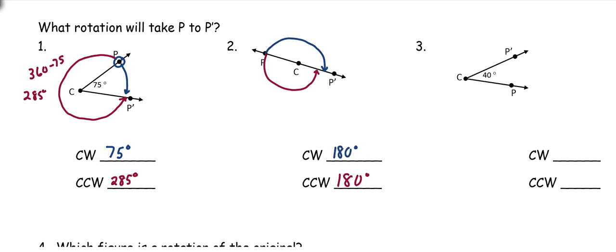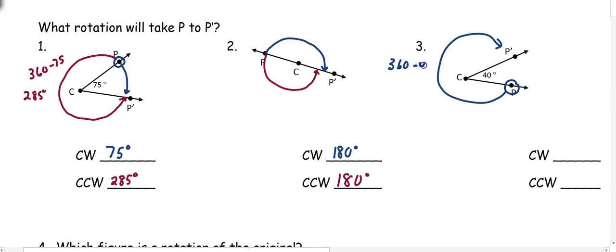Number three, to move clockwise and counterclockwise. If we're moving clockwise, we have to go outside the angle this time since P was the second point. So remember that a circle is 360 minus 40, which means we're moving 320 degrees. If we're going counterclockwise, we're staying inside the angle, so we'd be moving 40 degrees.